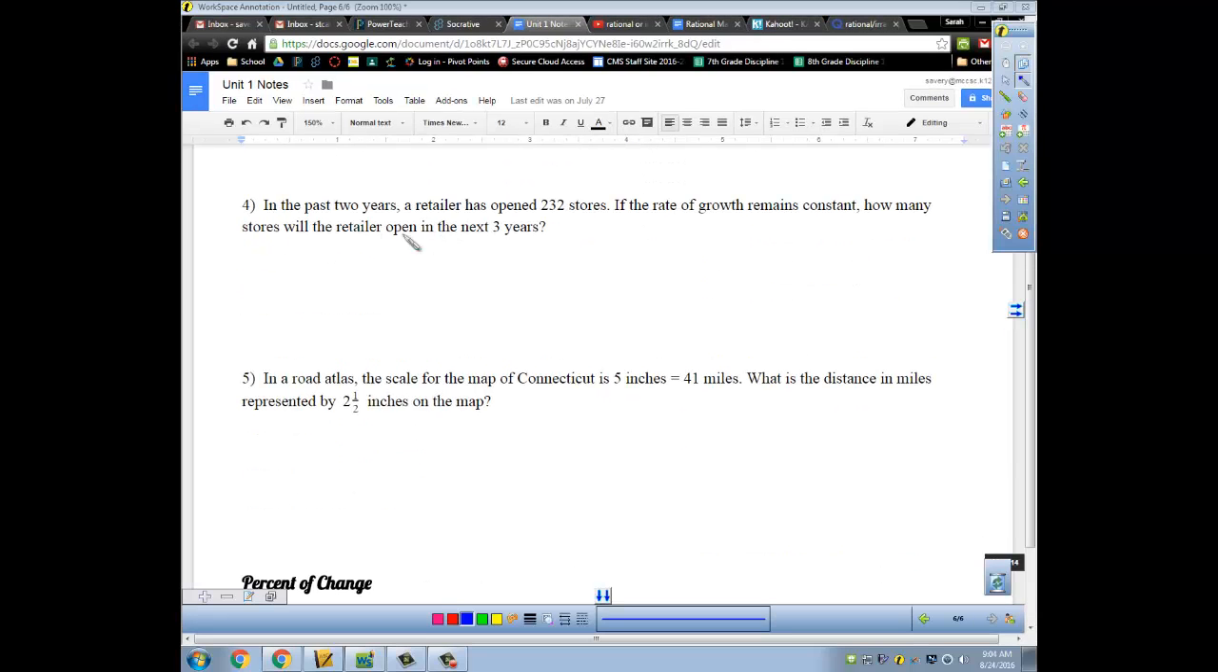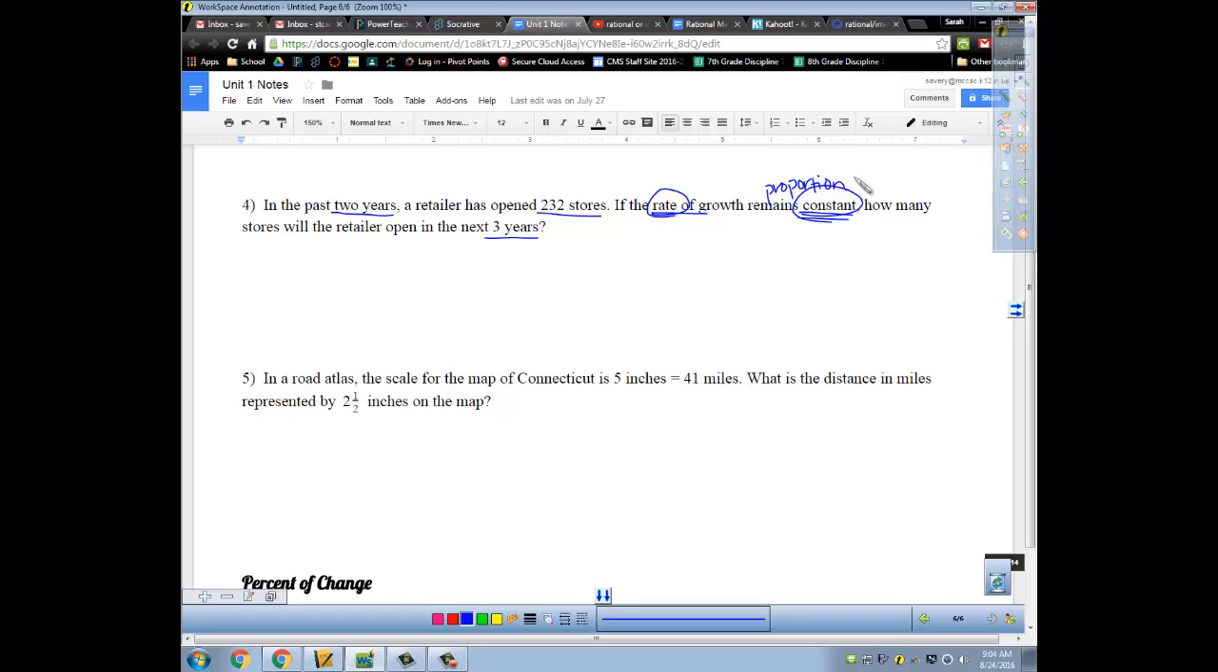So number 4, I want to read through it. In the past 2 years, a retailer has opened 232 stores. If the rate of growth remains constant, how many stores will the retailer open in the next 3 years? So the word that tells me if this is a proportion is that it's a rate that is constant. Anytime you have a constant rate, it means it's growing like the same amount every time. So this would be a proportion.